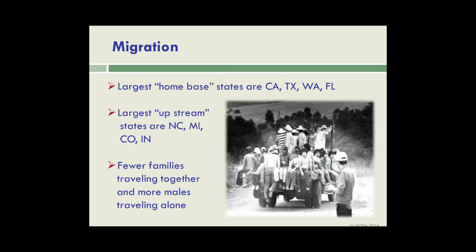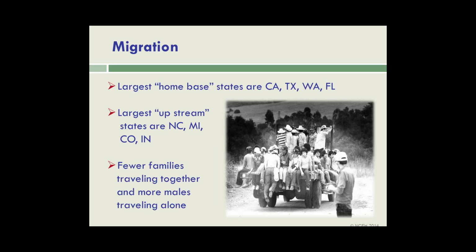So migration, home-based states are states where farm workers reside when they are not working in farm labor. Largest home-based states are California, Texas, Washington, and Florida. Upstream states are those states in the northern region of the United States with a high concentration of farm workers. The largest upstream states include North Carolina, Michigan, Colorado, and Indiana.